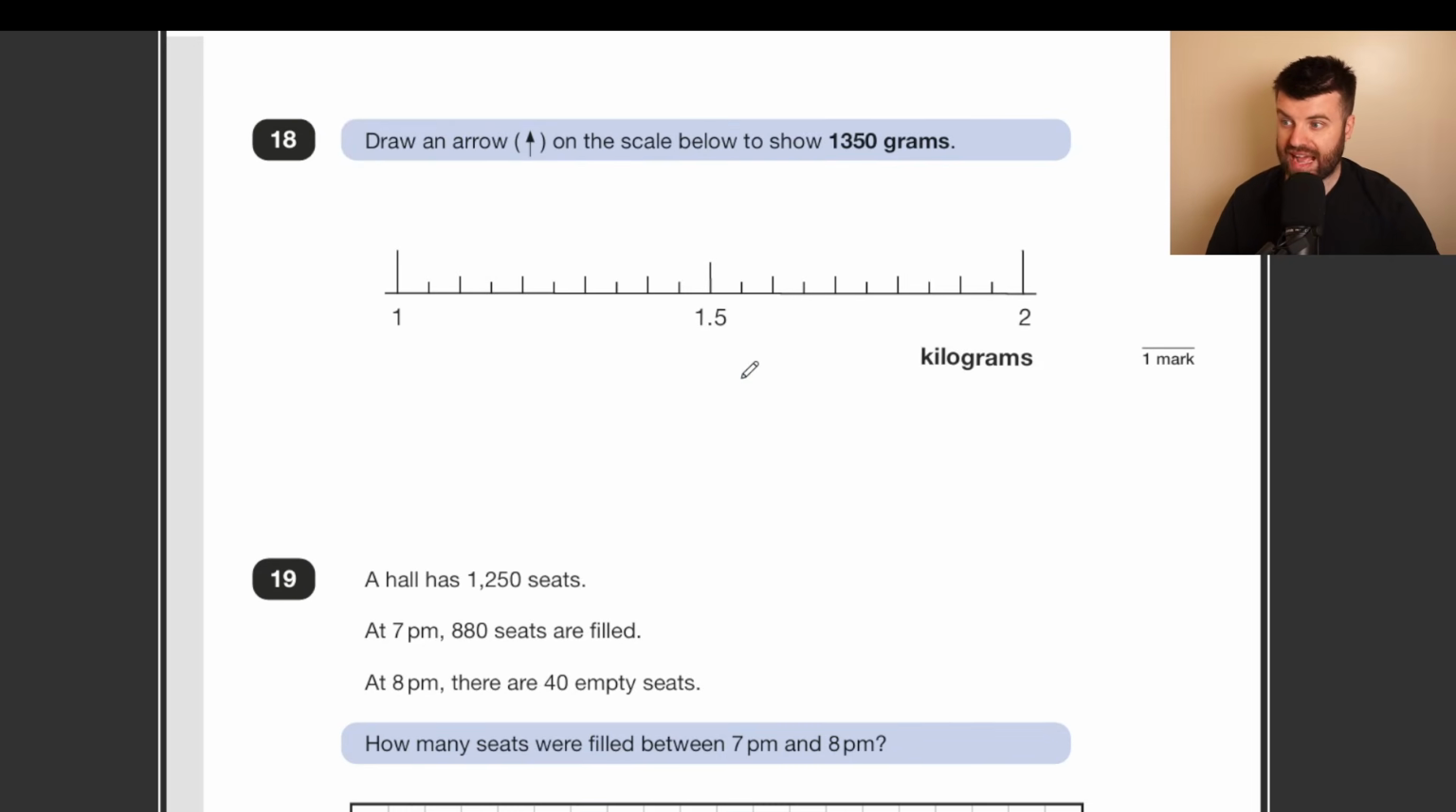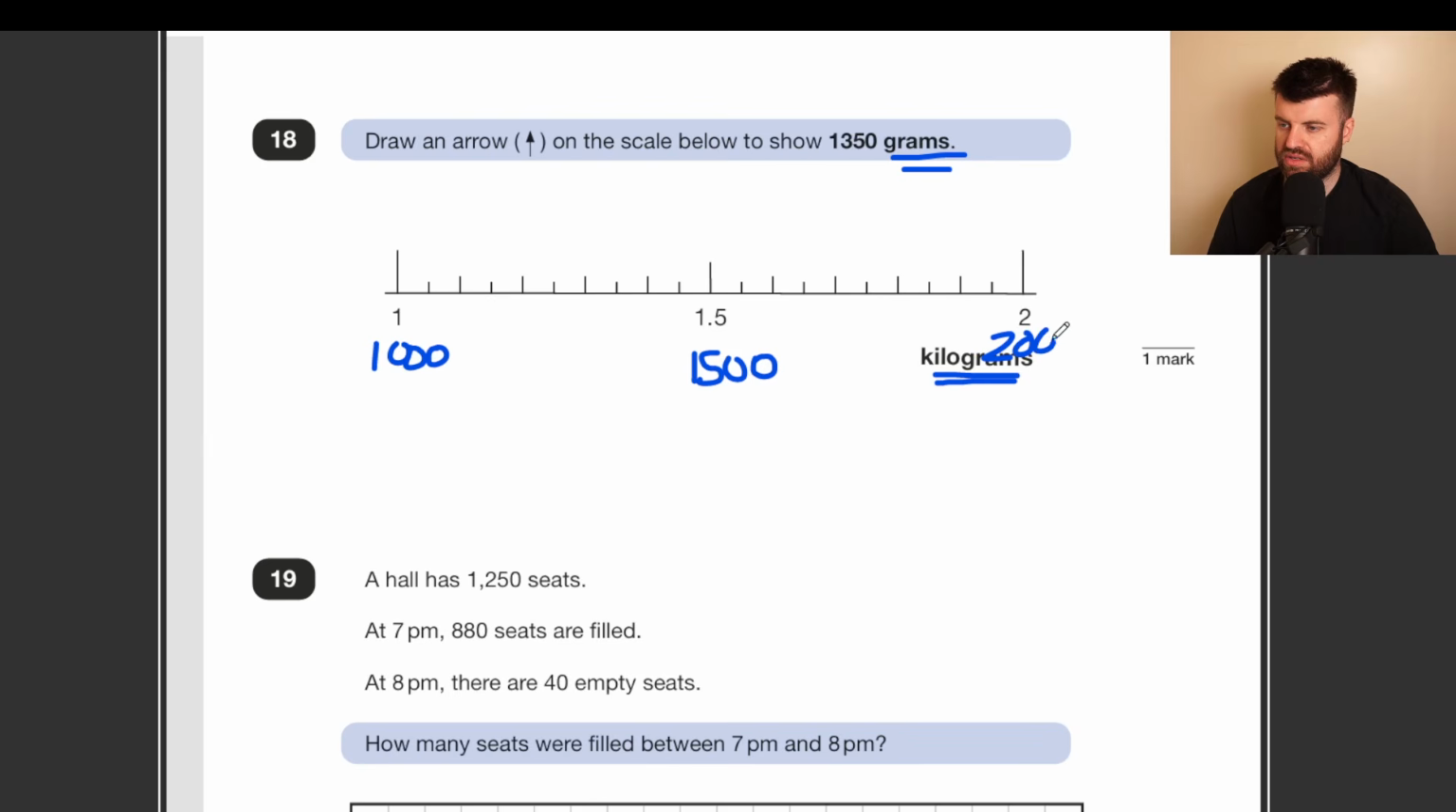Question 18. Draw an arrow on the scale to show 1,350 grams. Well, the important thing here is in the question we have grams. In the actual given scale, we have kilograms. So what do we have to do? Well, I would just convert. I would write down 1,500. It's about knowing that 1 kilogram is 1,000 grams, which is an important fact to know.